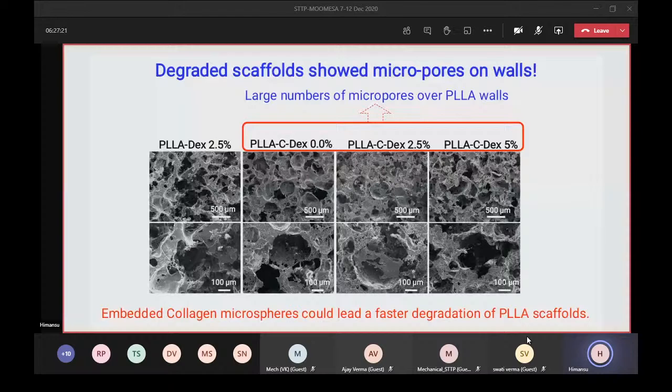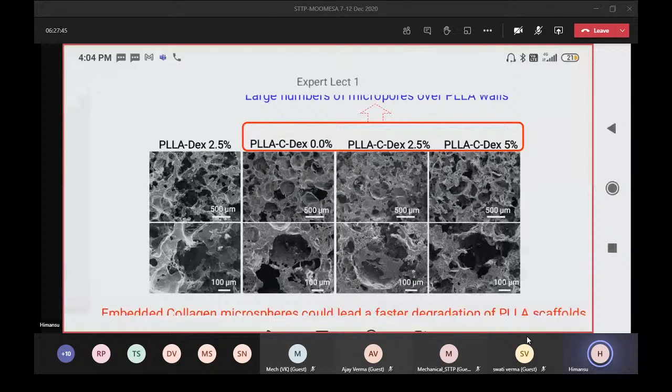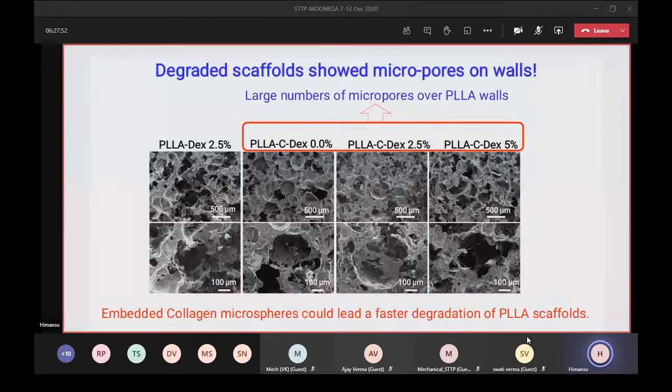So when we study the degradation up to 4 weeks, what happens? After some time, we find a large number of pores over the surface of this scaffold. We expect that the collagen microspheres built into the surface have gone away. So this collagen can behave as microgels, like a hydrogel, and release the drug over a period of time. They can really help us release the dexamethasone and supply it to the cells there.